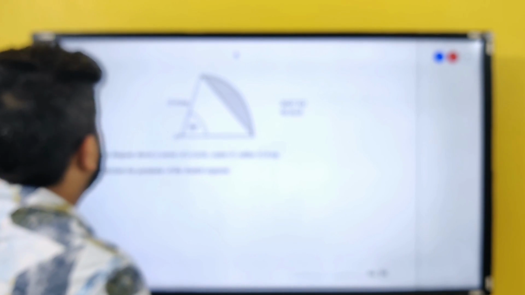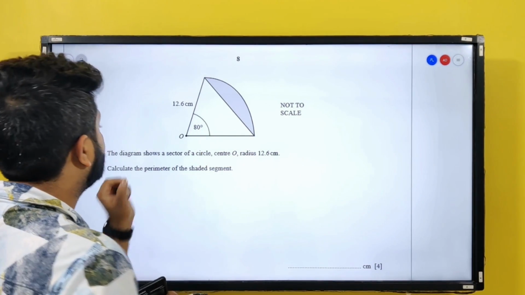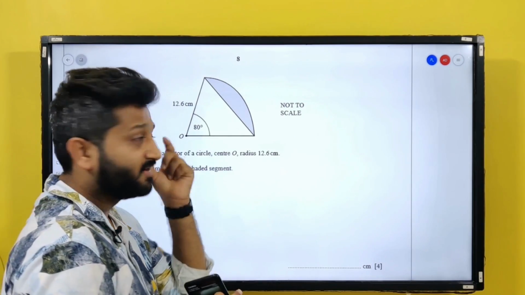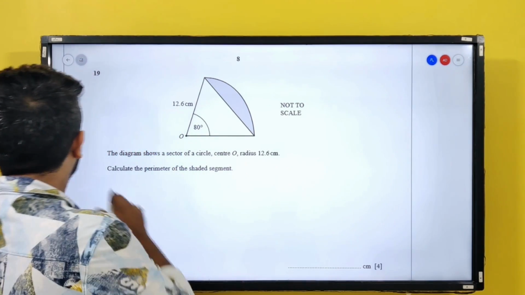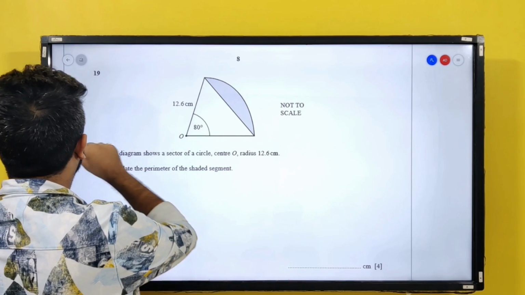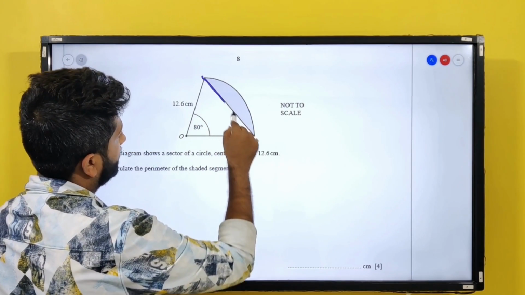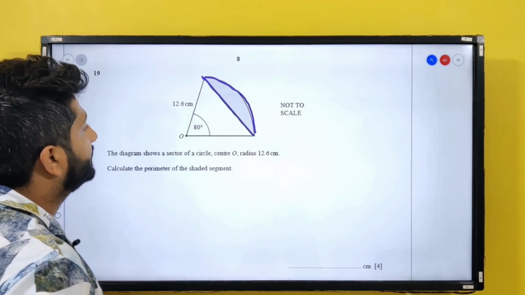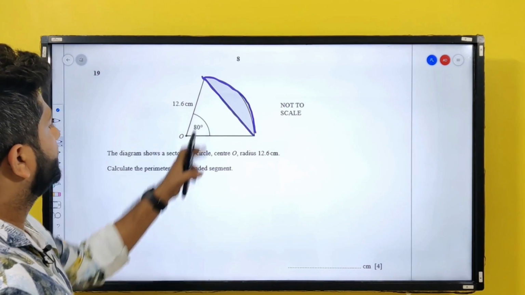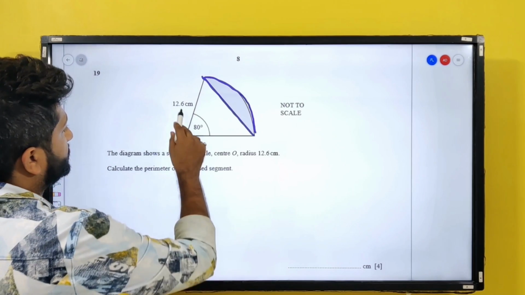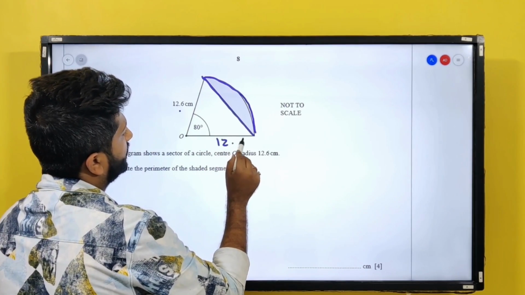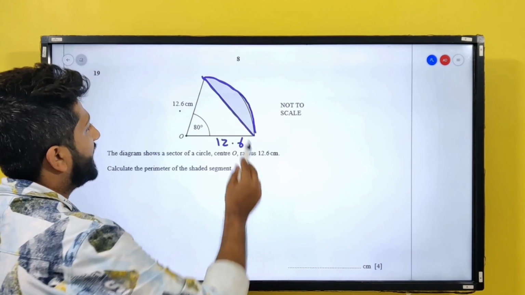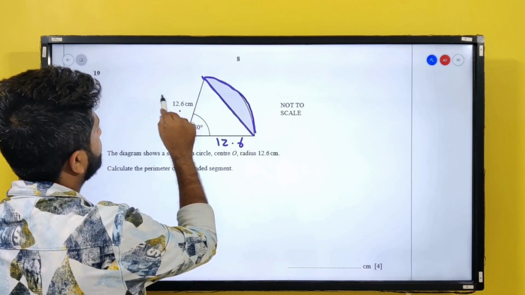Question number 19. The diagram shows a sector of a circle, center O, radius 12.6 centimeter. Find the perimeter of the shaded segment. Shaded segment means I am supposed to find the perimeter of this and this, right? As O is the center, if this is 12.6, this is also going to be 12.6. Now I am supposed to find this side first.